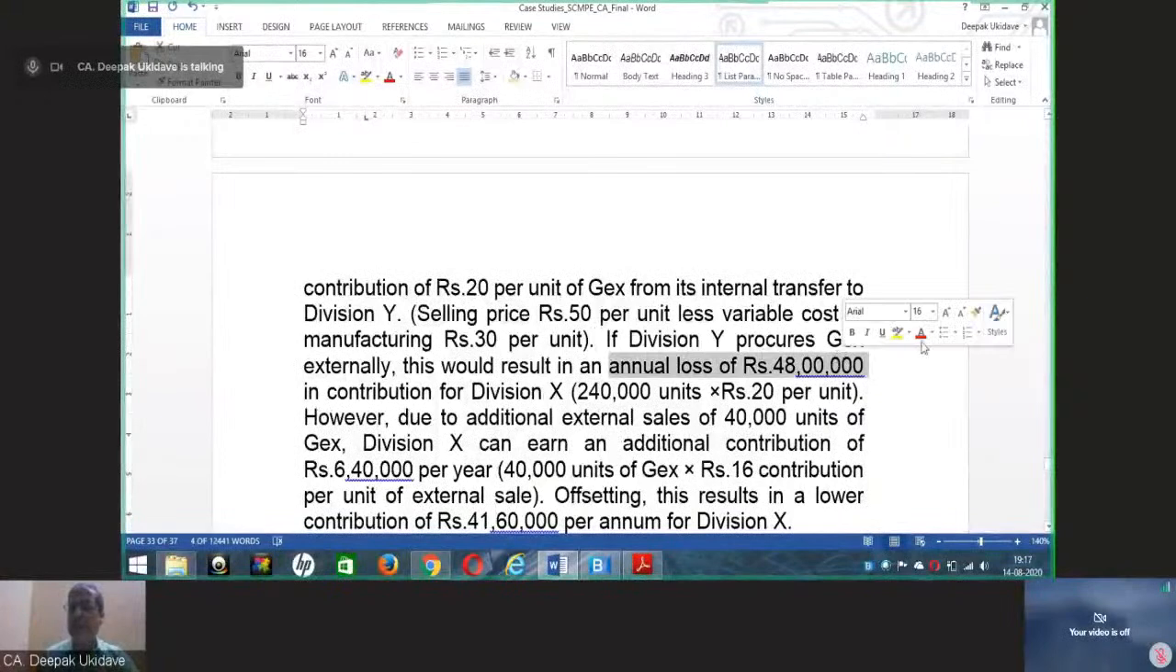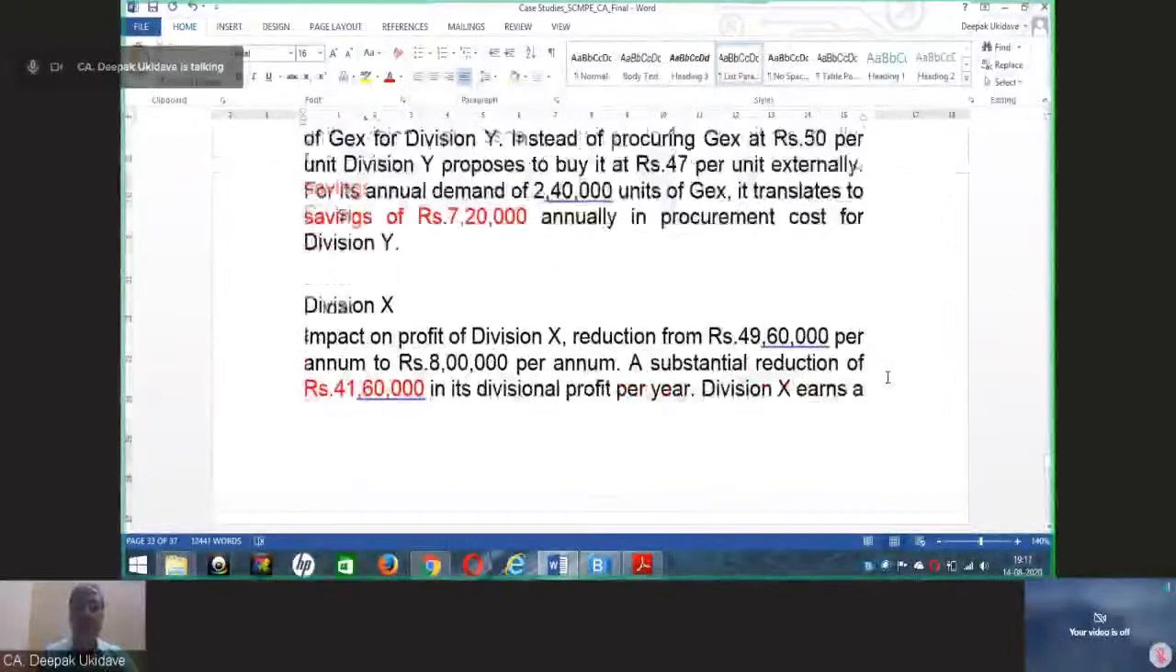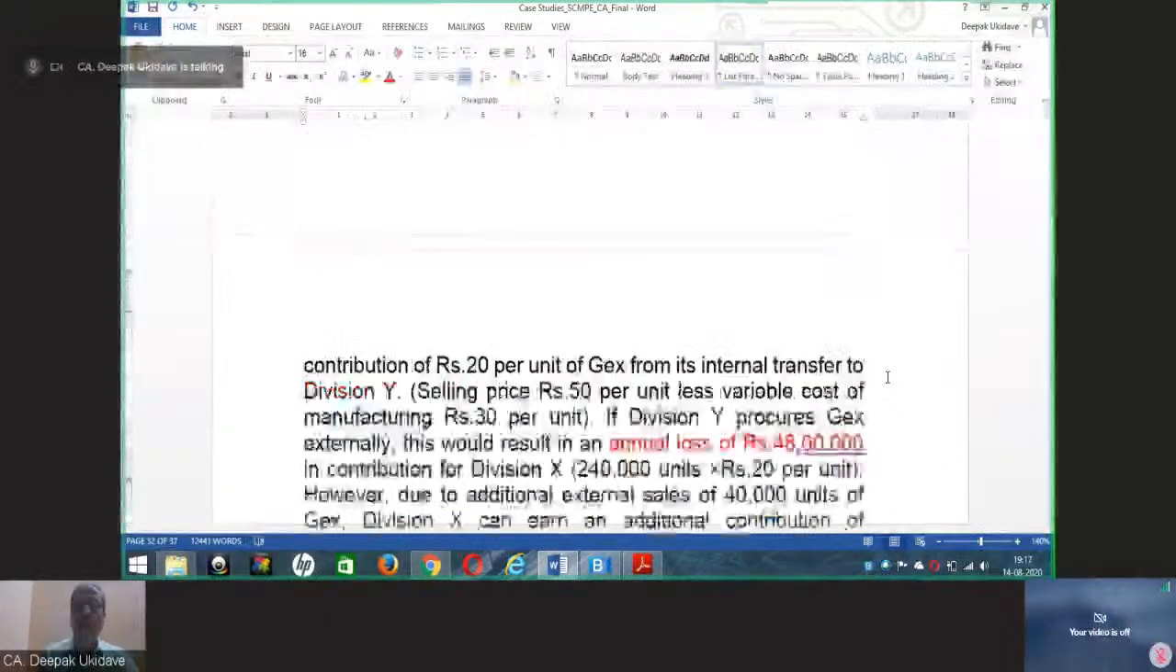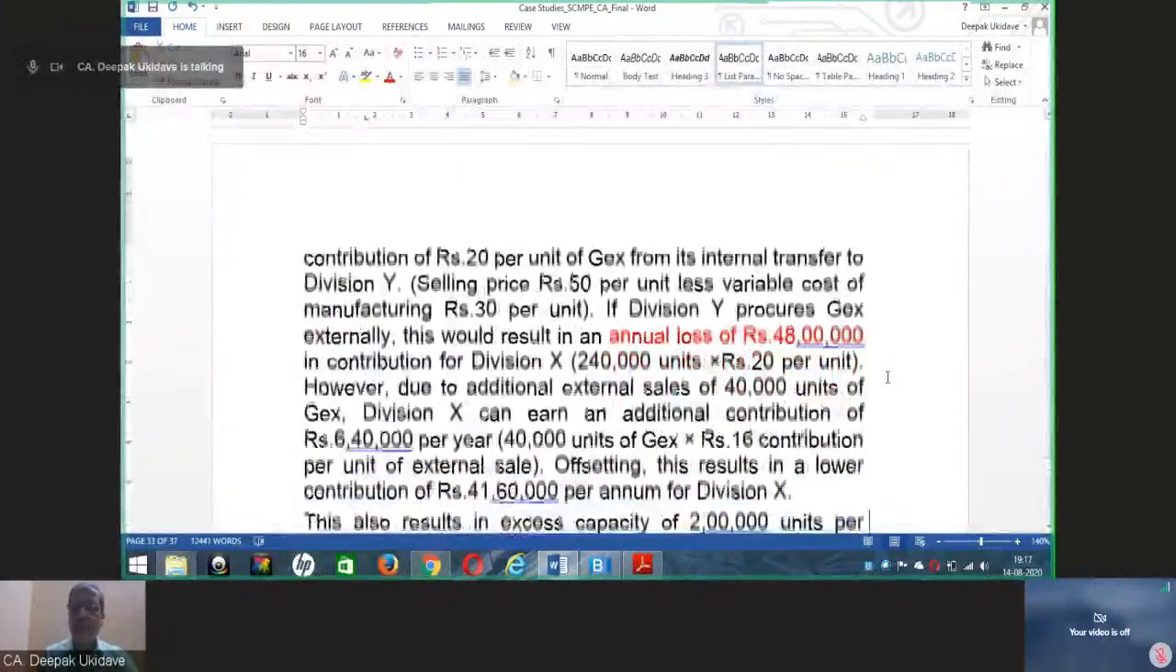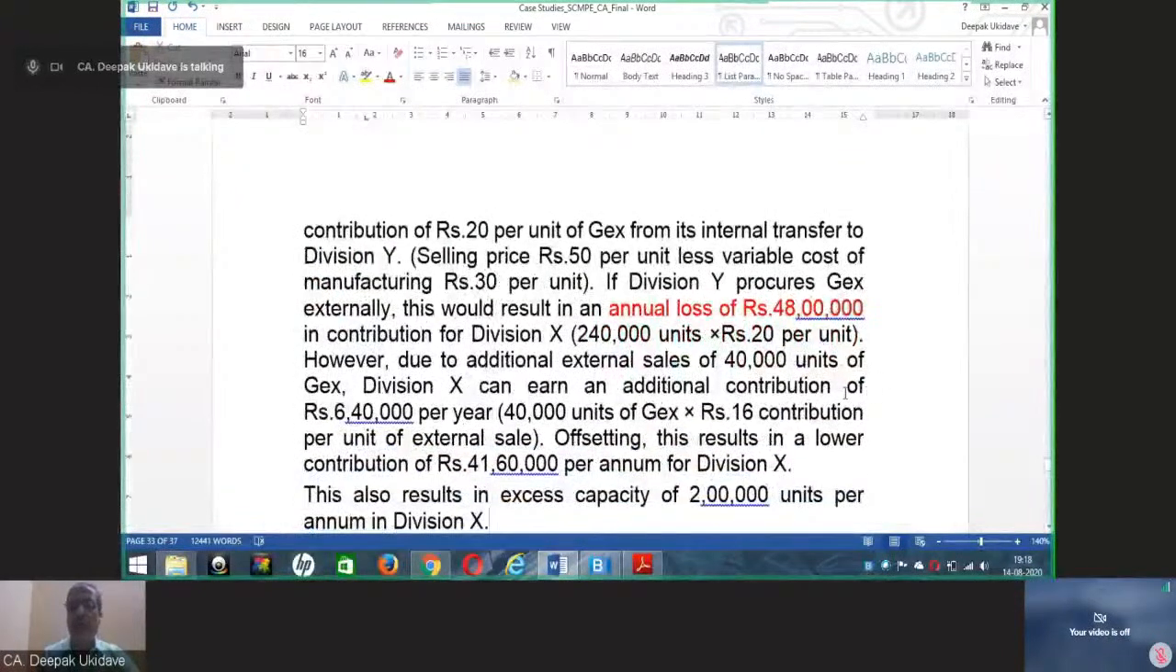We are reconciling this loss of division X. ये फिगर कैसे आ रहा है उसका ब्रेकअप दे रहे हैं. 41,60,000 ये जो लॉस आ रहा है डिवीजन X को, reduction in profit means loss. We are giving the breakup of 41,60,000. So the first reason is annual loss of rupees 48 lakhs because now division X is not supplying to the internal customer. So there is a loss of revenue, loss of contribution at rupees 20 per unit for 2,40,000 units. So 48 lakhs का annual loss है.